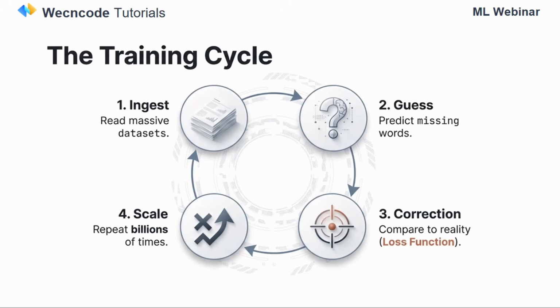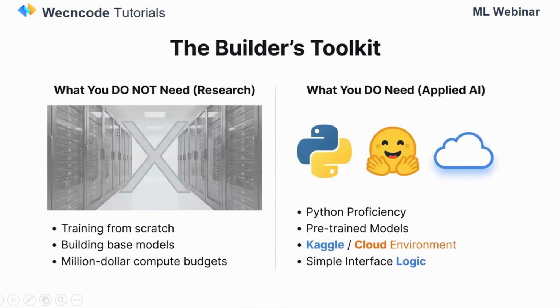After the correction phase, and there are different ways to enable the correction phase, we have reinforcement learning from human feedback. That's RLHF. But we can always discuss that later. And then we can see it scale. So it scales, it repeats this billions of times until it's able to get a standing and trusted pattern.